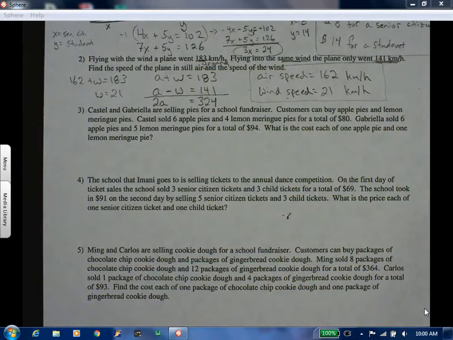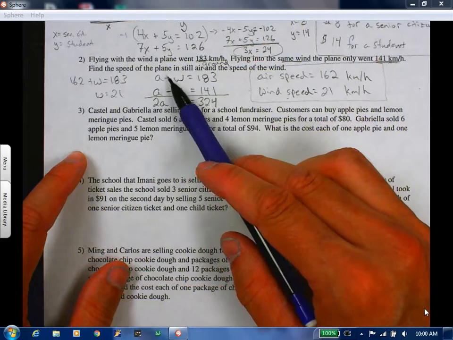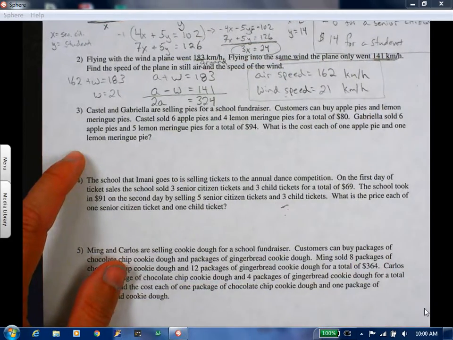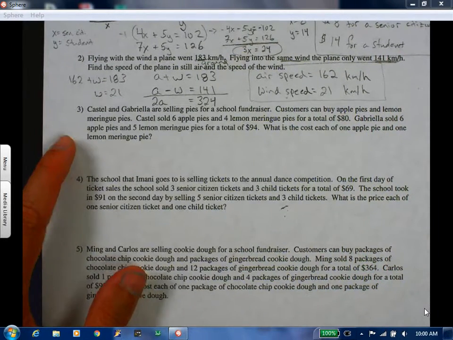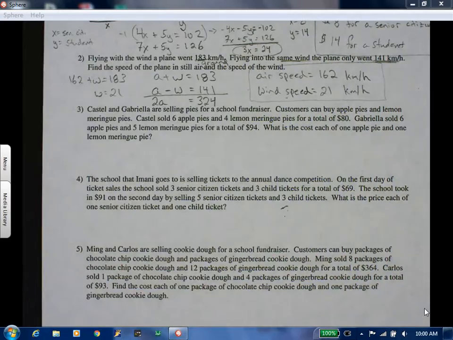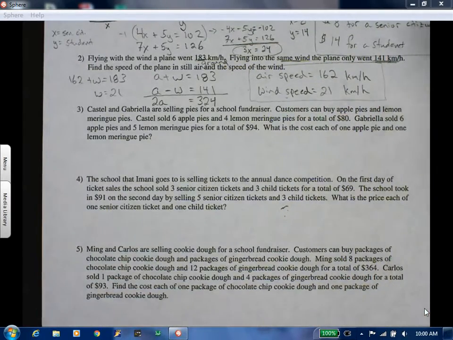So I took my airspeed of 162, plugged it into this first equation. 162 plus W equals 183. Looking at this a little bit more basically, your airspeed is going to be the average of these two. Your wind speed will be the difference between that average and the extremes. So if you find the middle number between 141 and 183, that's your airspeed.